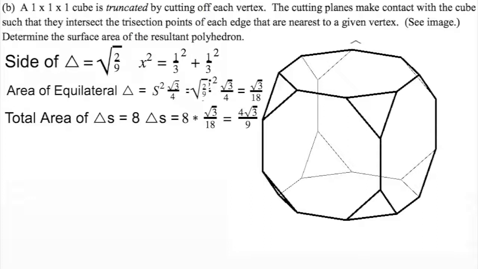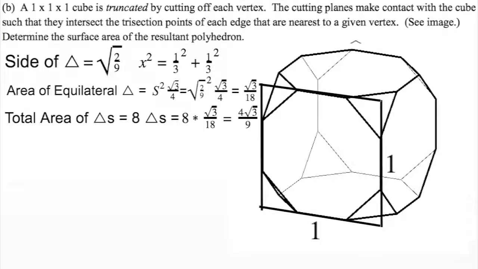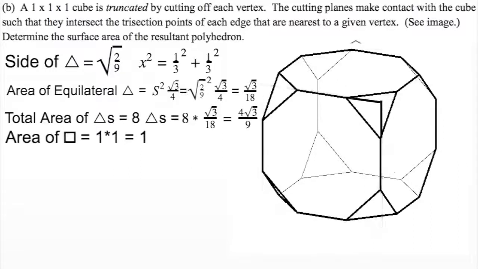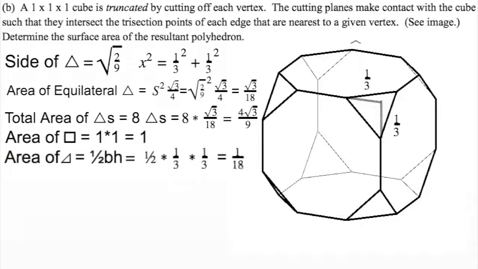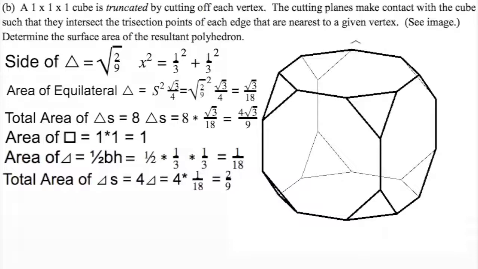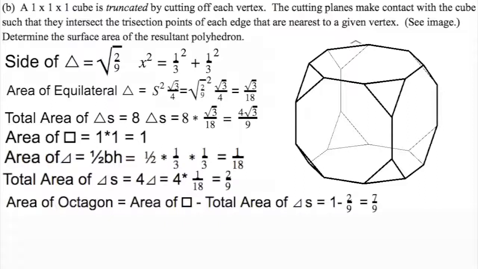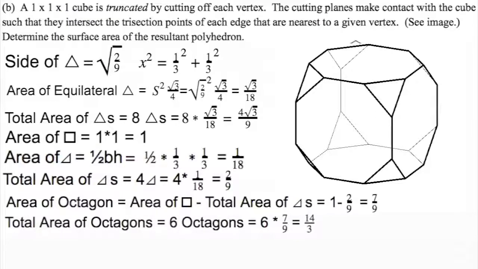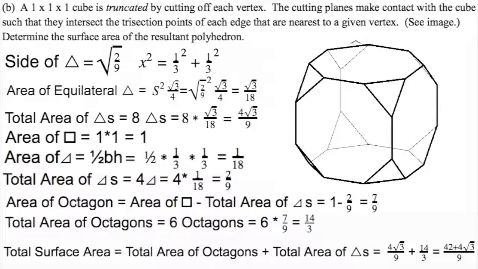Now, looking at each side from the original cube that was cut, you have 6 octagons formed after cutting off each vertex. This is best measured by using the original surface area of one of the faces of the cube, which is 1 by 1, giving a surface area of 1, and cutting off the 4 right triangles, each of which has legs 1/3. As such, each triangle has an area of 1/9 times 1/2, or 1/18. Because there are 4 triangles, in total they make up 2/9, and as such, the area of the octagon is 7/9. Now you multiply that by 6 to get 14/3, and you add those together to get 42 plus 4 root 3 over 9 as your answer.